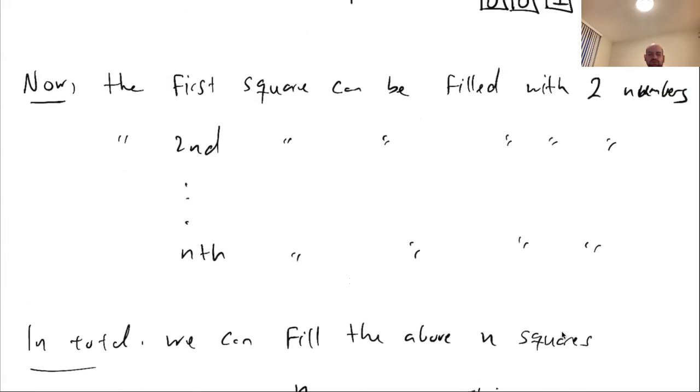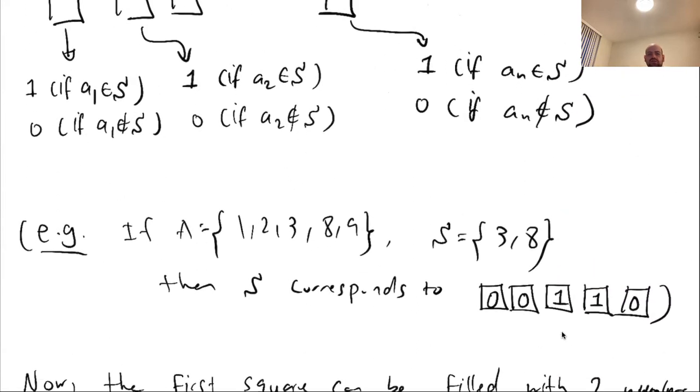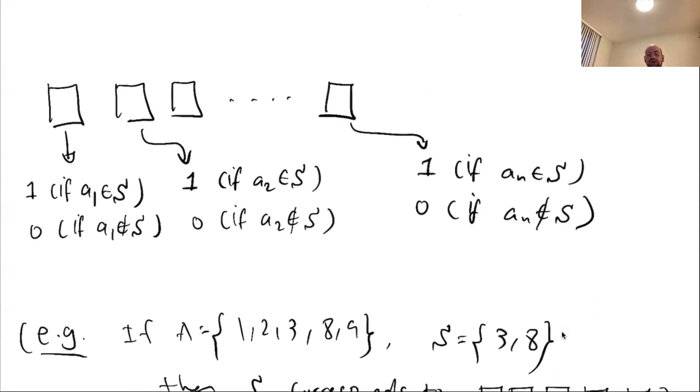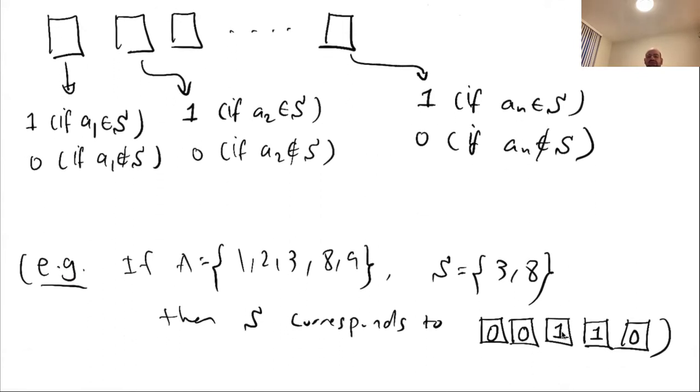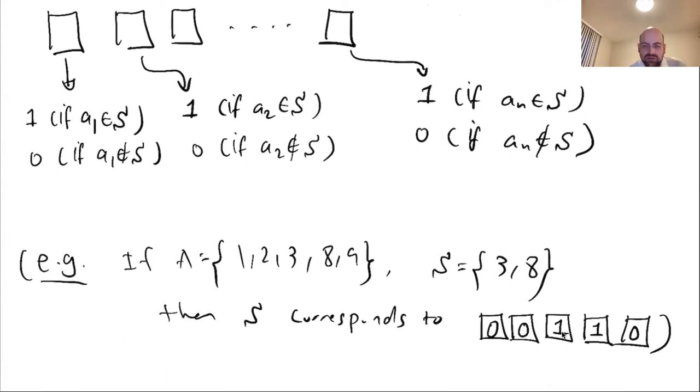So let me give you one remark here. For example, empty set is a subset of every set. So if you have empty set, it will correspond to which sequence of zeros and ones? If S is empty set, that means no element is in S. So all the squares will be filled with zeros.